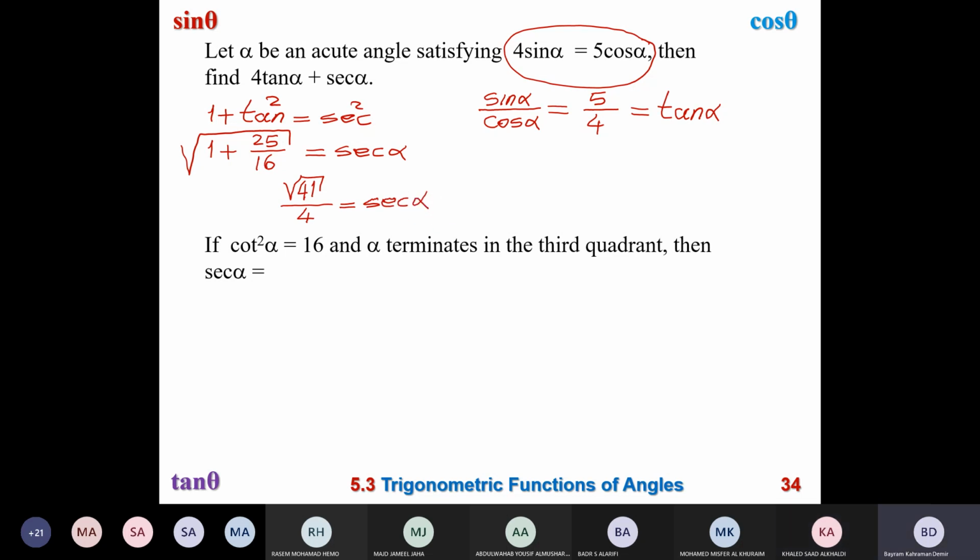Okay, Shabab, now the rest is for you. You know the tangent alpha is 5 over 4 and sec alpha is root 41 over 4, and put it there and calculate it. Okay, Shabab? I will just leave it to you, it's just calculation. So we finished the main part. The rest is just the calculation.